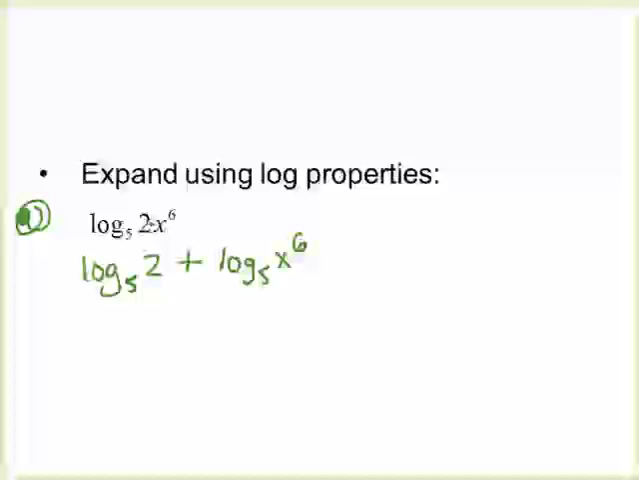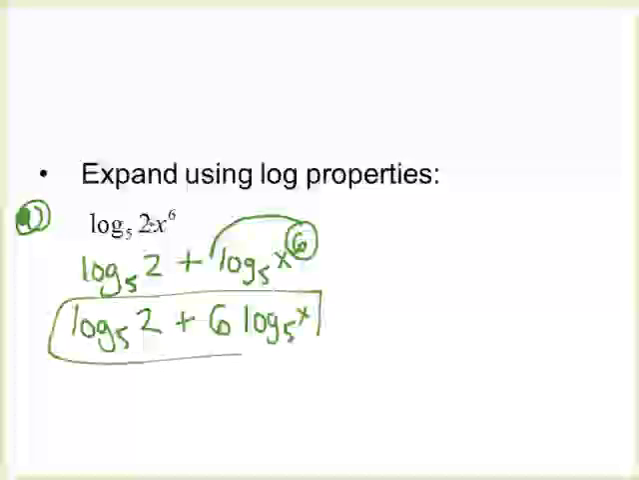Then the 2 is fine because it's all by itself, but the x to the 6th still has too much stuff going on. So we're going to take that power of 6 and drop it down in front as a coefficient. So we get log base 5 of 2 plus 6 log base 5 of x. And that's our final answer.